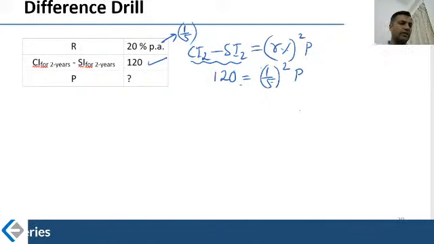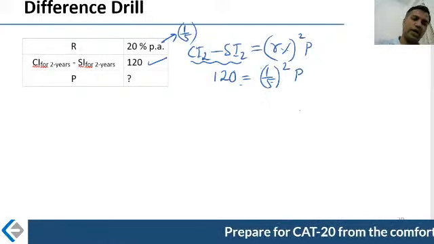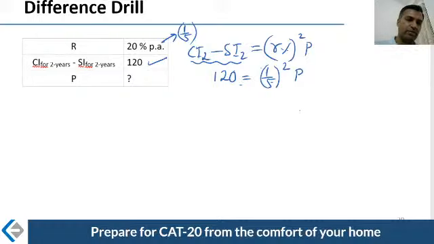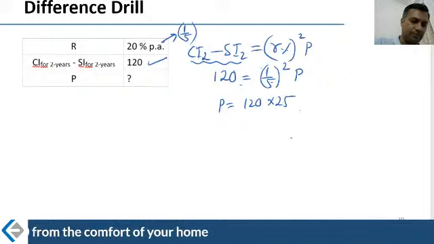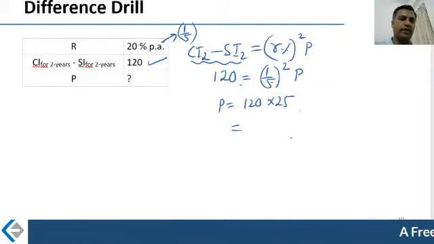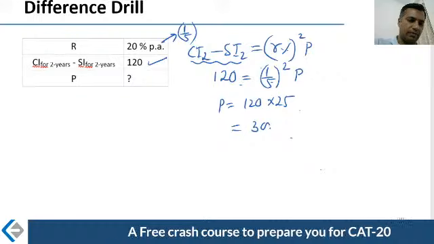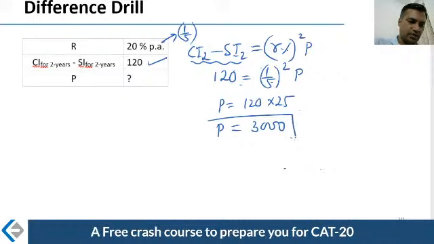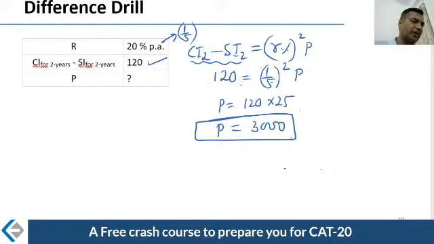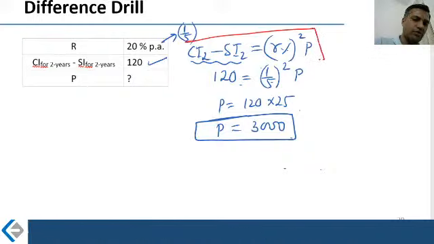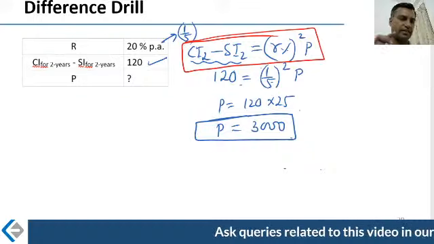120 is equal to 1 by 5 whole square times of principal. Therefore, principal is equal to 120 into 25, which is nothing but 3000. That was the principal. The principal was 3000 there. Pretty simple question, because if I know this particular key, I can close it within no time. I just have to know this key.